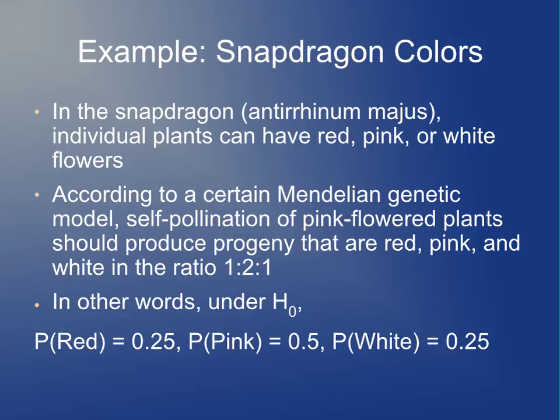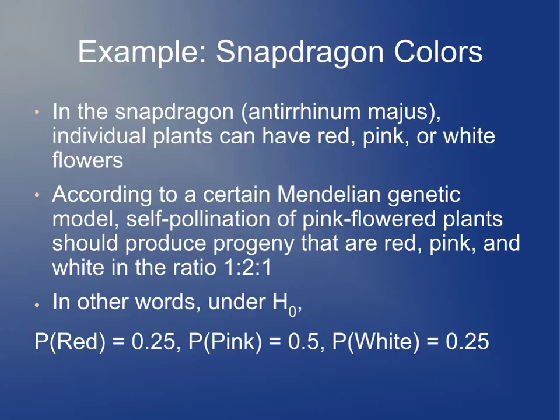Let's say that you're growing snapdragons in an agricultural experiment and they can have either red, pink, or white flowers. And let's suppose that we believe that this red coloring trait is a codominant trait, that is, to get a red flower you need two red alleles, to get a pink flower you need one red and one white, and to get a white flower you need two white alleles.